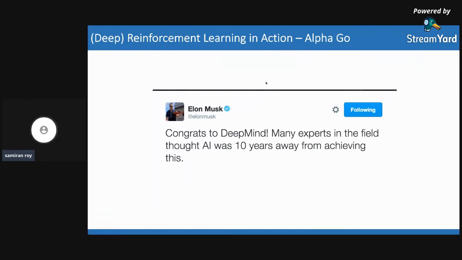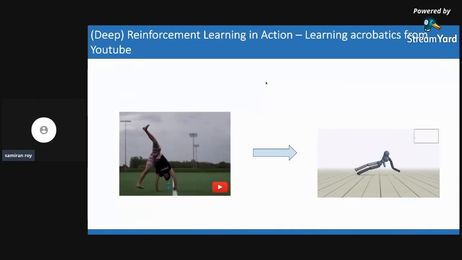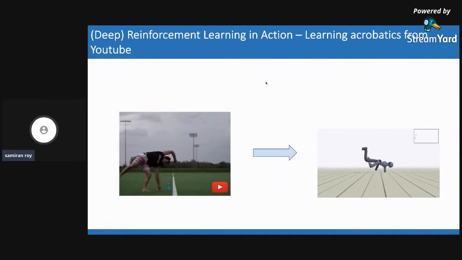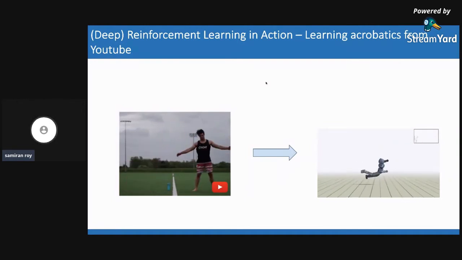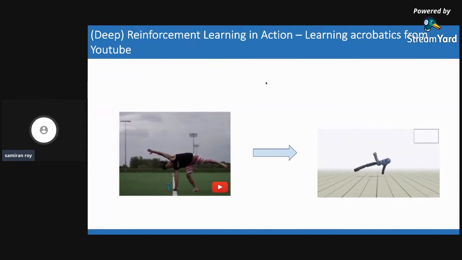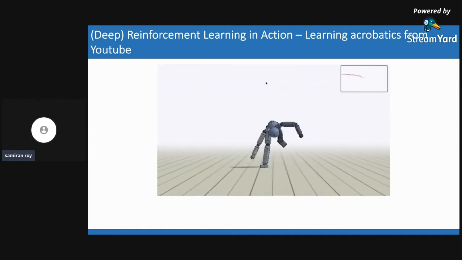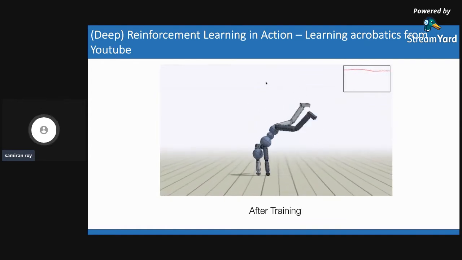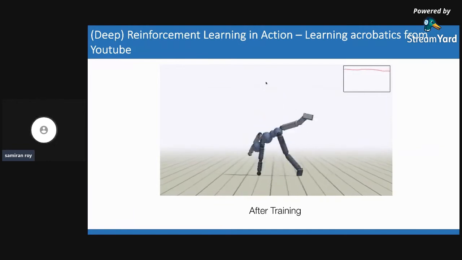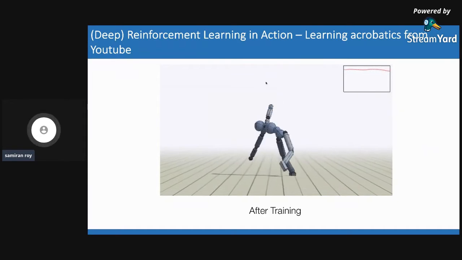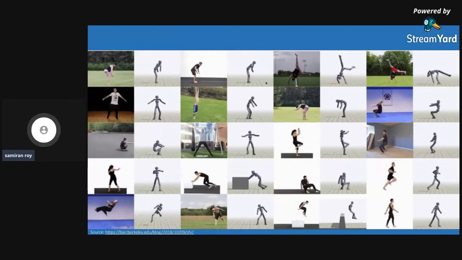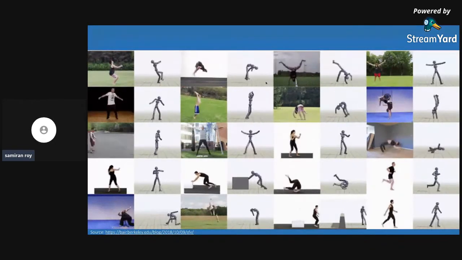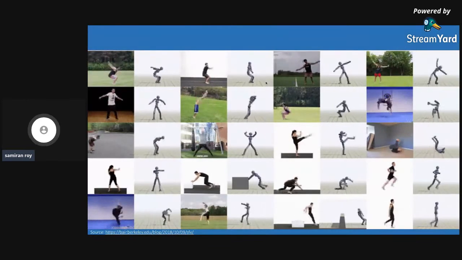And I'll give you one last example of reinforcement learning in action. This was work done by the AI research lab at Berkeley. The idea is that you have a simulated robot on the screen and you show it any YouTube video. And you tell the robot that you have to learn the movement in the video. Initially, the robot will try something and won't be successful. But after a few hours of training, it manages to learn the movement on its own. And the cool thing about this is you can show this robot any YouTube video, and it will be able to mimic the movement.